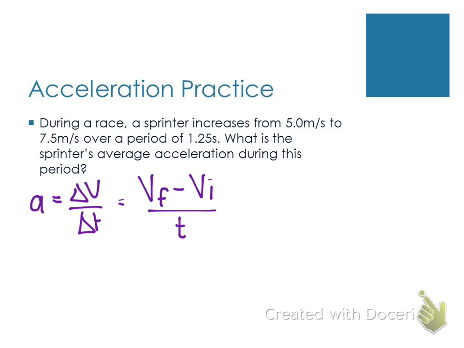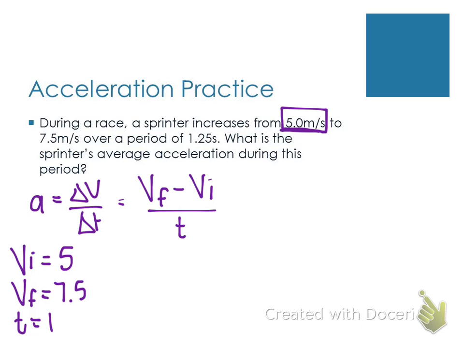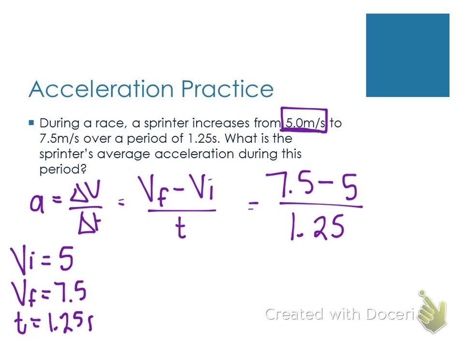So let's go ahead and look through the numbers given to us in our problem and see if we can identify the variables that they identify with. Okay, so what's the 5 meters per second? Velocity initial. Yep, good. What about 7.5? Good, final velocity. And our time is 1.25 seconds. Okay, so we can go ahead and plug this in now. We're going to take 7.5 minus 5 over 1.25, which gives us an acceleration of what?